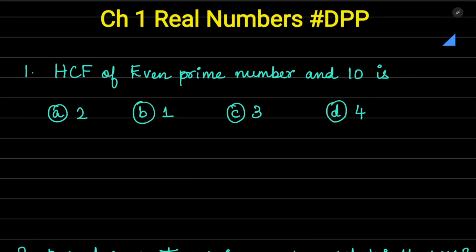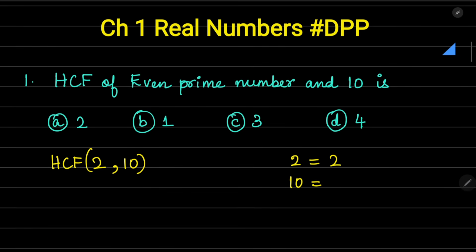Right, the first question is: HCF of even prime number and 10 is. So you are asked the HCF of an even prime number and 10. Let's take the only even prime number, which is 2. So the even prime number is 2. You have to find the HCF of 2 and 10. When you do the prime factorization of 2, it is just 2. What is the prime factorization of 10? It is 2 multiplied by 5.